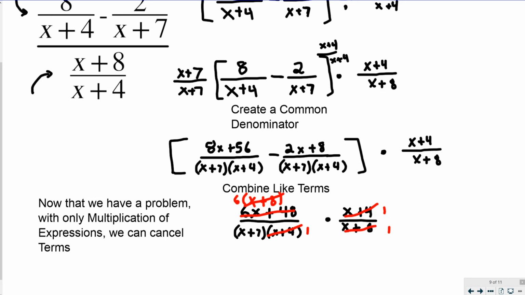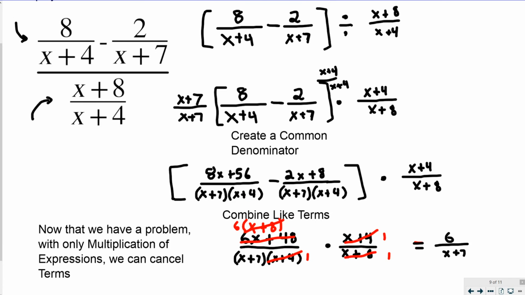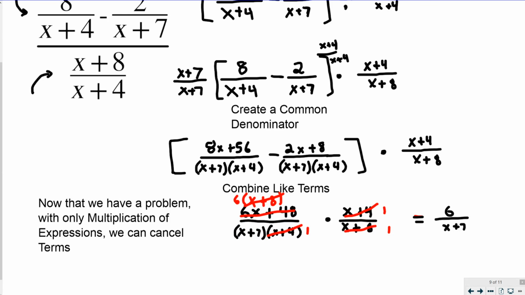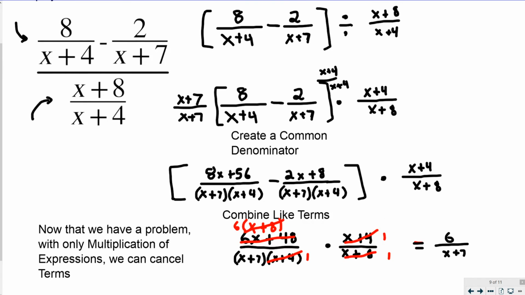So I'm left with a final answer, and I wanted to switch back to black. I am left with a final answer of 6 on the top, 6 times 1, over, and then on the bottom, x plus 7 times 1 times 1, so it's just x plus 7. So yeah, that was quite a tricky one. We had to combine a couple of skills here. We combined adding, subtracting, creating a common denominator, dividing, turning it into multiplication, and then our skills of factoring, canceling, and rewriting. So a lot of stuff going on in this problem.